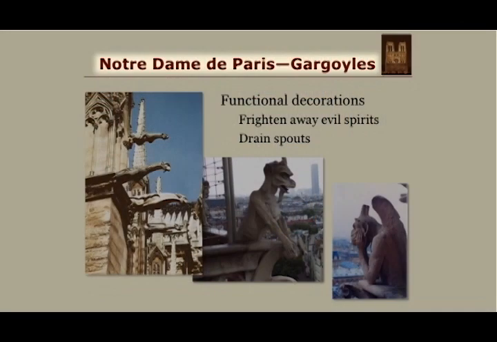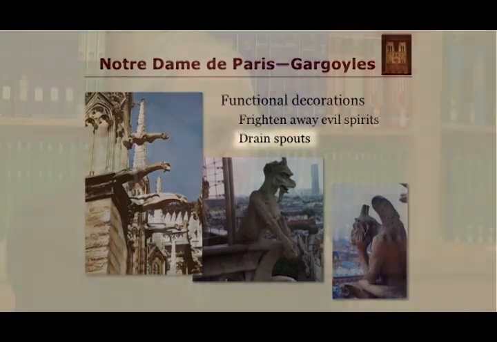In addition, Notre Dame has gargoyles. These gargoyles are meant, as I mentioned before, to frighten away the evil spirits. But in addition, many of them, not all, but many, serve as drain spouts. Here you can see the drain spouts poking out from the side of Notre Dame.